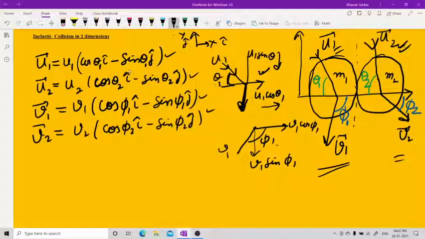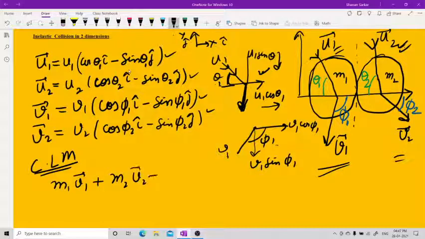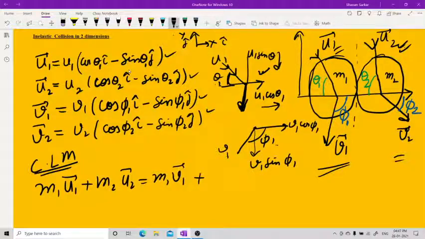Now you will use CLM, because CLM can be used as there is no external force. Now you write down the equation. That's why I always use the vector equation. It is m1 u1 plus m2 u2 is equal to m1 v1 plus m2 v2. No problem in this.